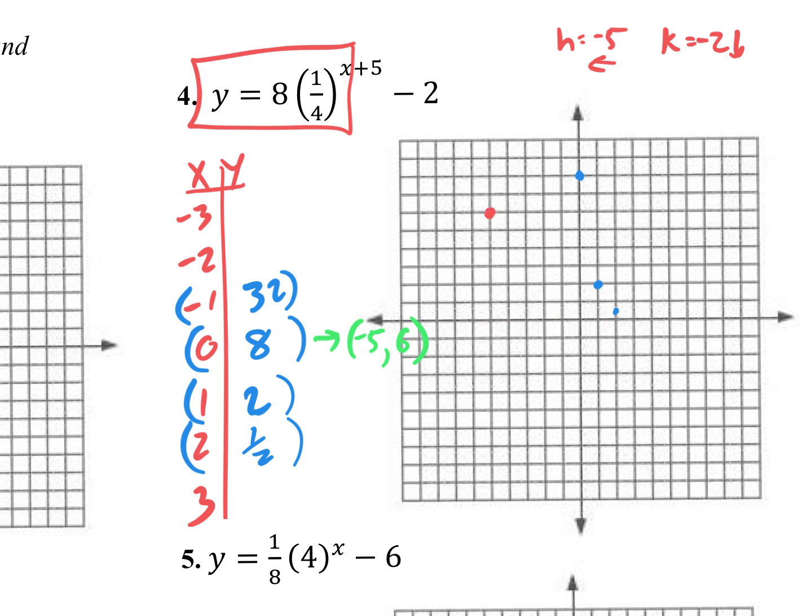-5 and 6. Okay. Or of course, you could have shifted 5 to the left and 2 down. I think it's easier to shift visually as opposed to numerically, but you could do whatever you feel more comfortable with. So 5 to the left, 1, 2, 3, 4, 5, and 2 down would be right here. And the reality is your asymptote will be at y equals k. So y equals -2 is your asymptote.